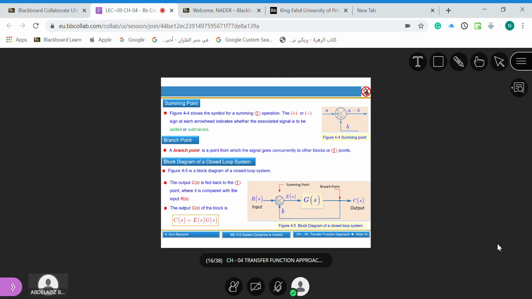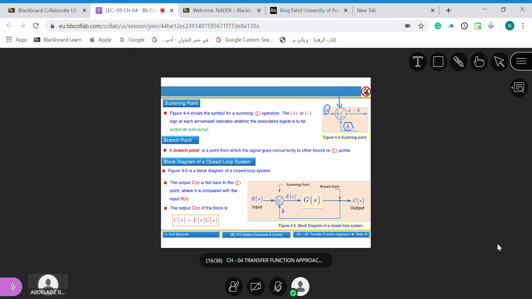So here we have what we call a summing point. Sometimes a signal comes from this direction with a minus sign, and another signal comes in from the other direction. The summing point is just summing the two signals, so the resultant of these two signals will be A minus B, A positive minus B negative. This is called a summing point.